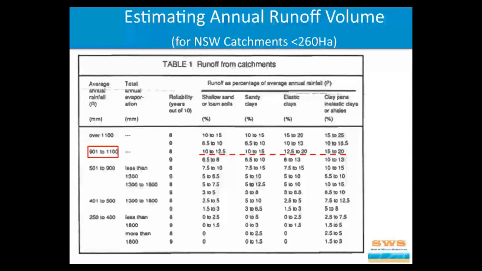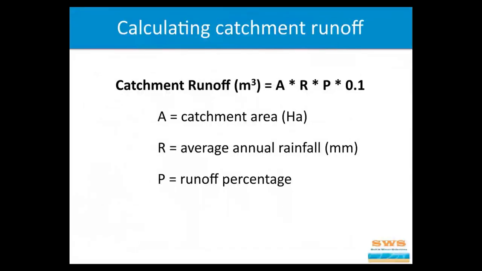But there are good ways of estimating annual runoff. We can use a percentage of runoff based on the soil type. You'll see here we've got different soil types: sandy clays, light clays, and elastic clays, and they generally yield a difference in potential runoff. The heavier the clay is, the less infiltration, so the more water can potentially run off after a storm event. It can range from 10-12% runoff up to 15-20%. Depending on the type of soil on your property, we have a variable to allow a rough estimate of what water will run off from those catchments.